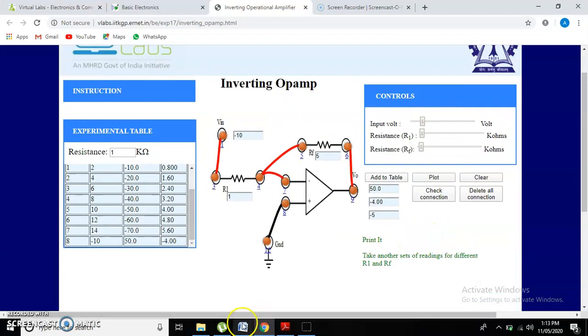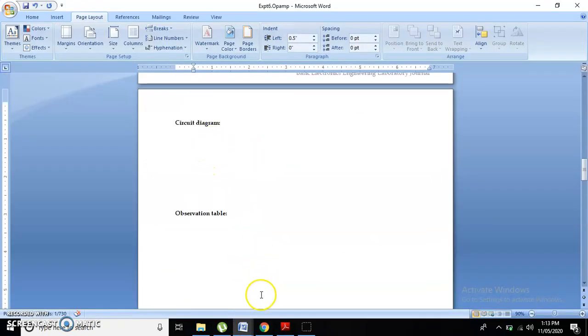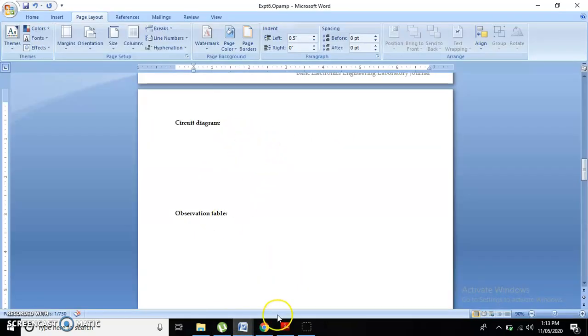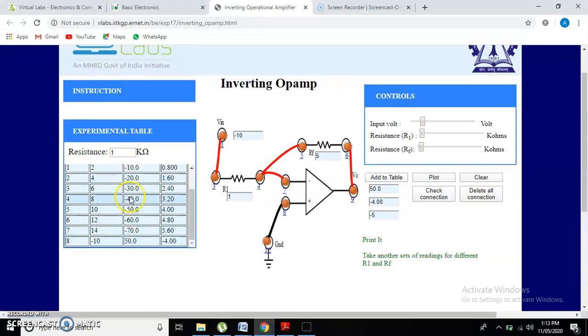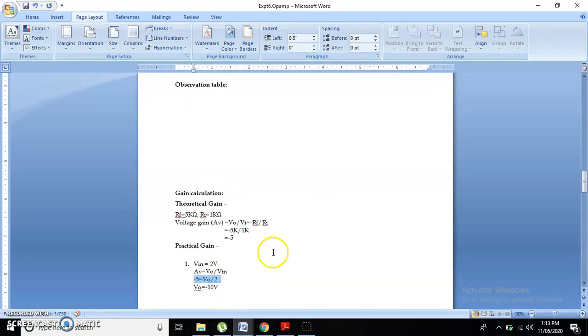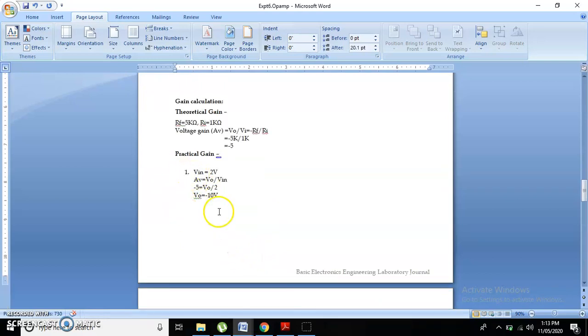So now what you have to do is set these different values of the input voltages by means of changing this knob. Find out the output voltage and formulate it into a table. In the journal page, you will copy this circuit diagram into this section. The observation table prepared, you will copy and paste into this part, the observation table. Don't change this theoretical gain. What you have to change is this practical gain.